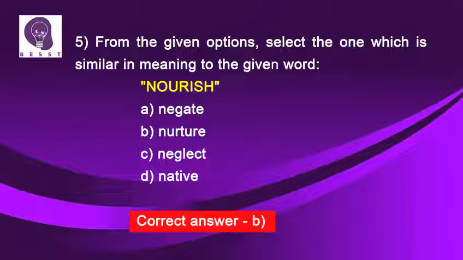The options that are given, option A, negate, option B, nurture, option C, neglect, option D, native. Now, which word will have the same meaning as the word nourish? If we look into these options, we can easily find that the word nurture has the same meaning as nourish. So the correct answer here will be option number B, nurture.